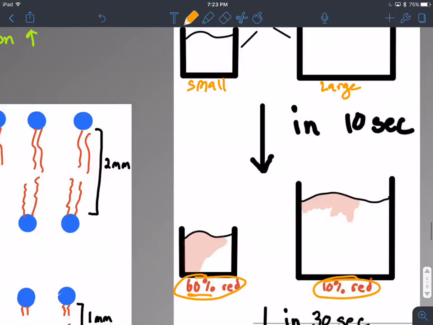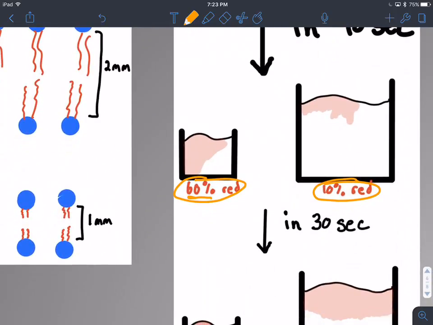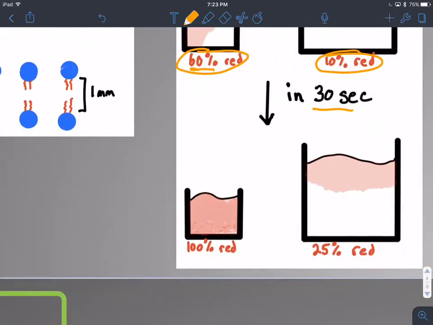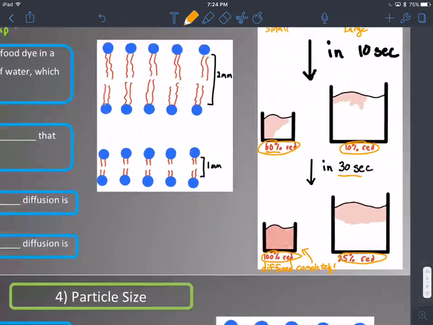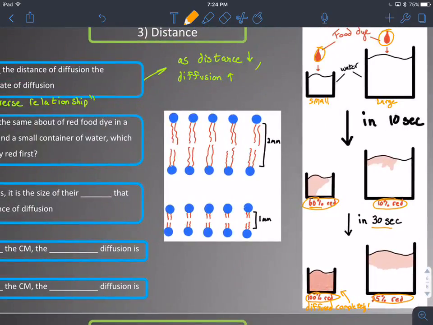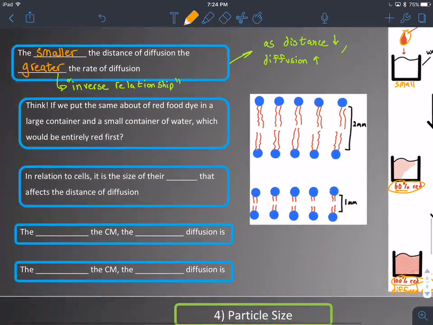Now, if we wait another 20 seconds, so that our total is 30, you'll note that the small container has diffused completely. Right? Whereas our large container has only diffused 25%. This is the best example that I can come up with to really show you this. Now, we're going to be doing something very similar to this in class, in a lab actually coming next week, but this is the main idea I want you to understand.